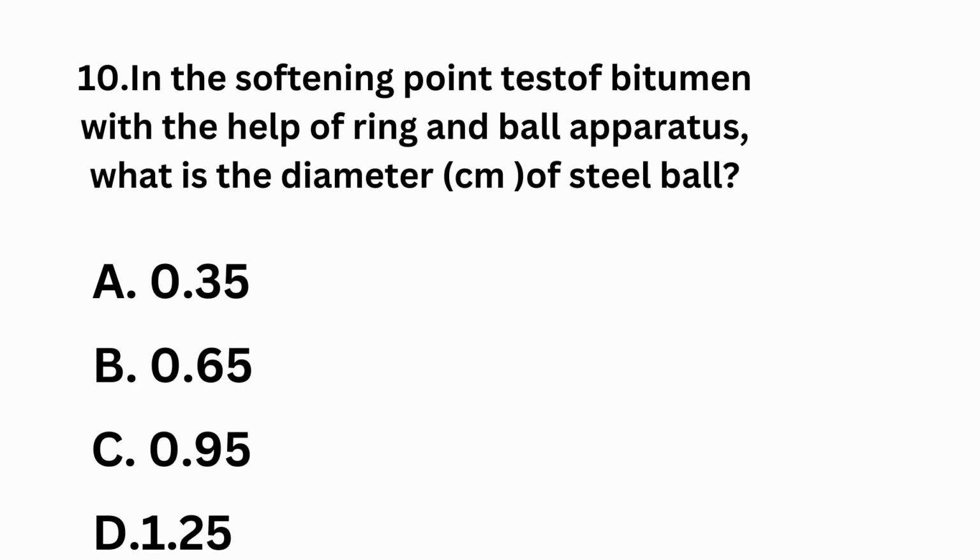Question number 10. In the softening point test of bitumen with the help of ring ball apparatus, what is the diameter in centimeter of the steel ball? It is 0.95 centimeter or 9.5 mm, the diameter of the steel ball.